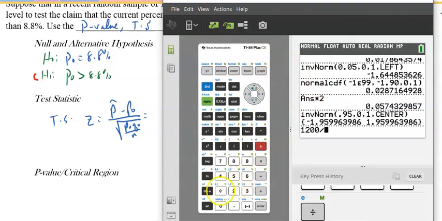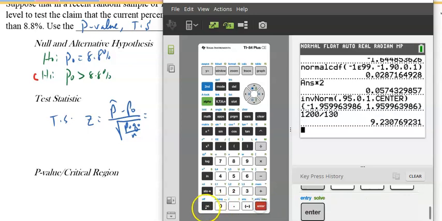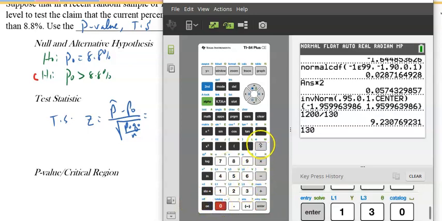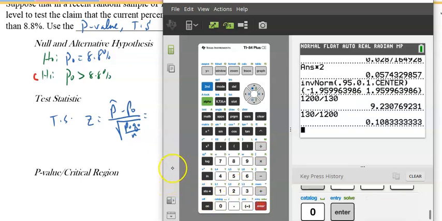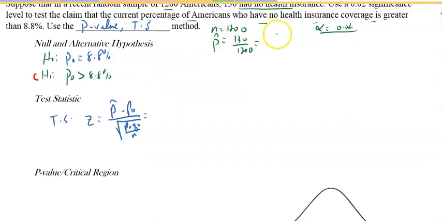1,200 divided by 130. 130 divided by 1,200. You know, same thing, right? Just kidding. So that's 0.1083. So according to the sample, 10.83%. And that's why they're claiming it's higher.